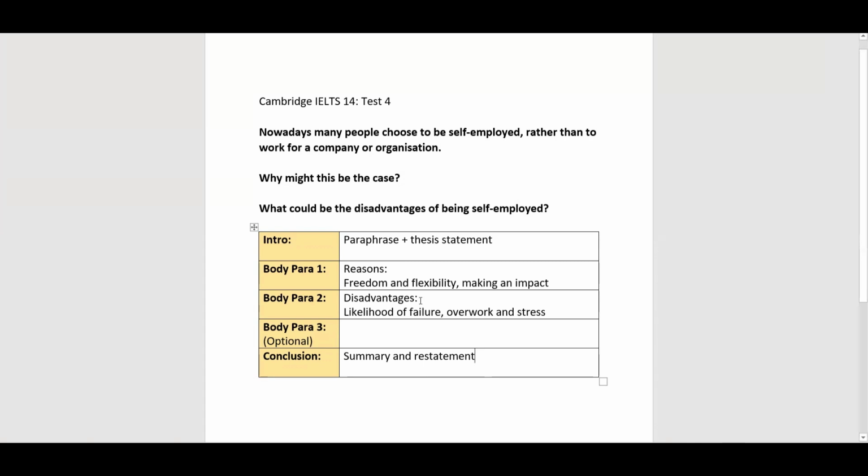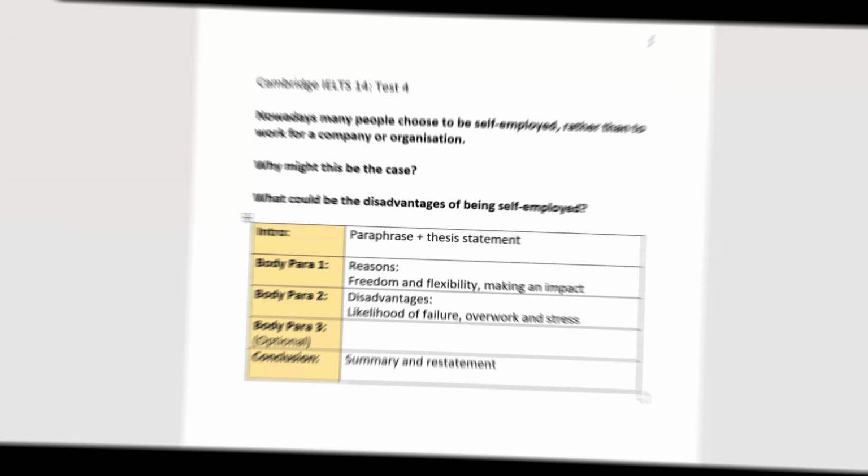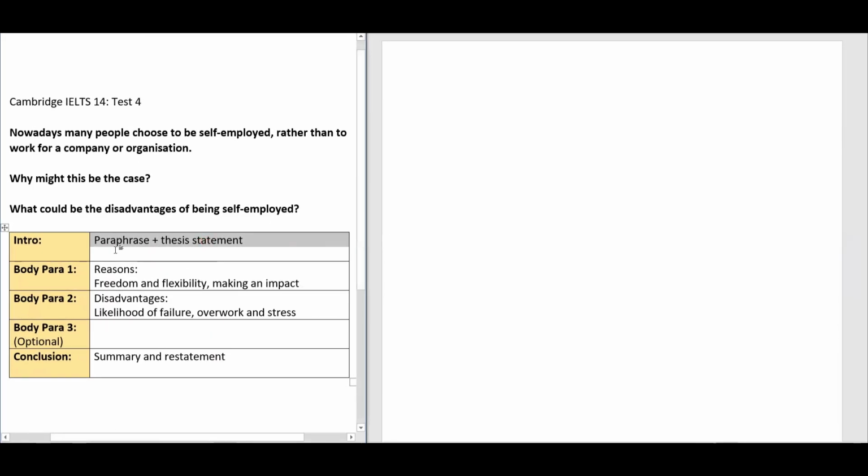All right, so this is our plan, the skeleton of the essay. Now we can actually begin to write the essay itself. So in the introductory paragraph, we'll write the paraphrase and the thesis statement, meaning that we will write in our own words the concept that is described here.